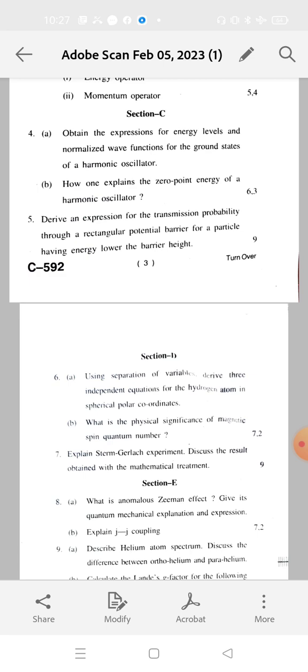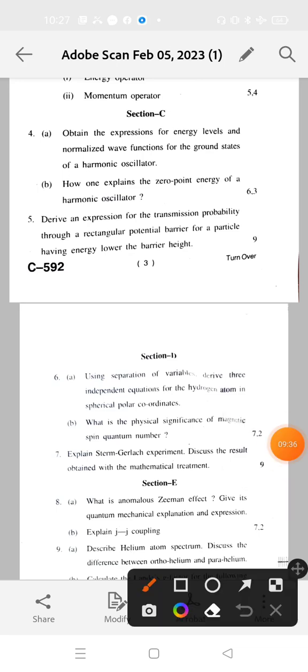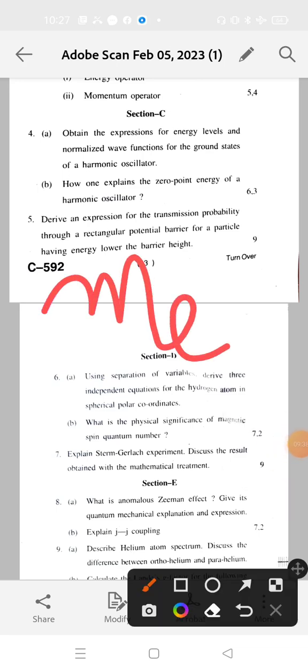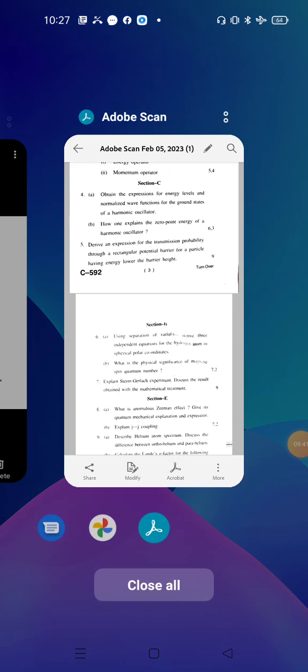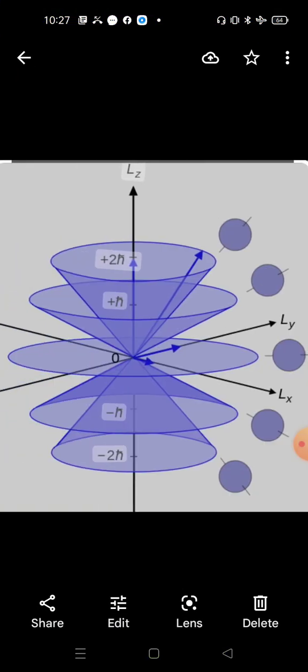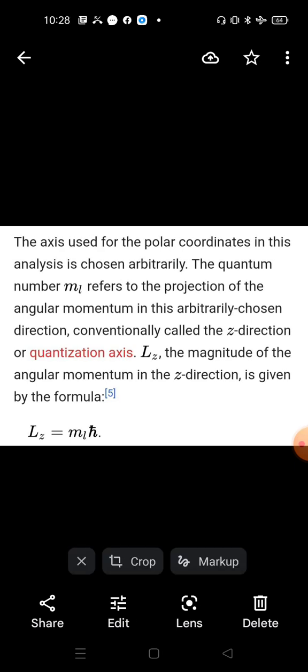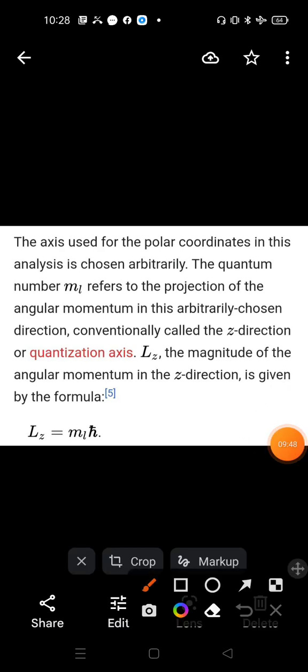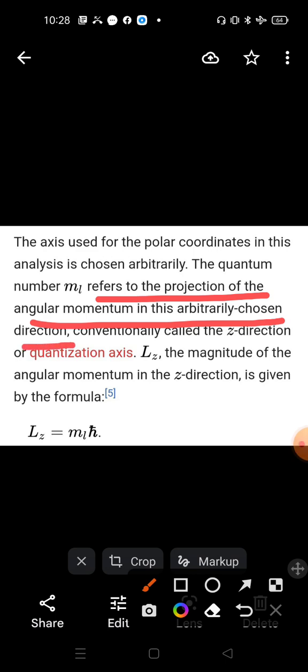Its B part is, what is the physical significance of magnetic spin quantum number? So what is the magnetic quantum number? ml. What is ml? ml refers to the projection of the angular momentum in an arbitrarily chosen direction. And what is the arbitrarily chosen direction? It is the z direction. So we have to find Lz. Lz is equal to ml into h cross.